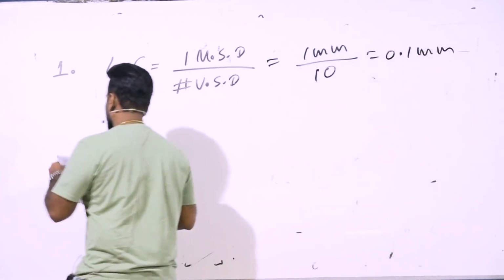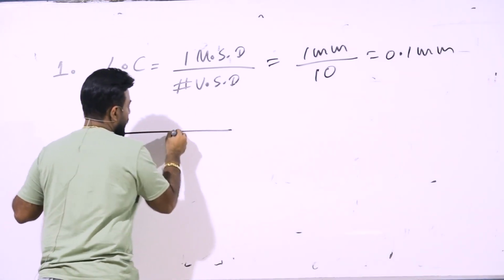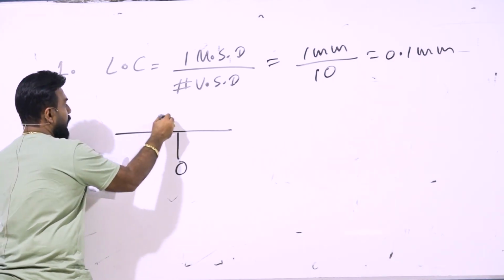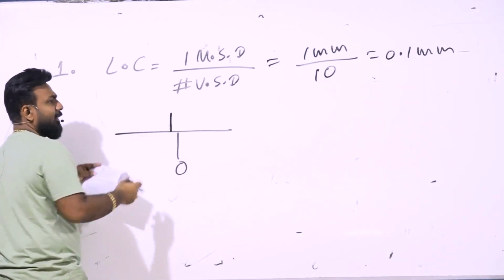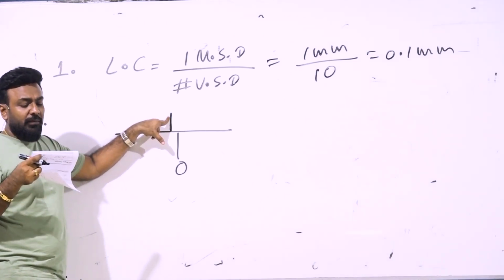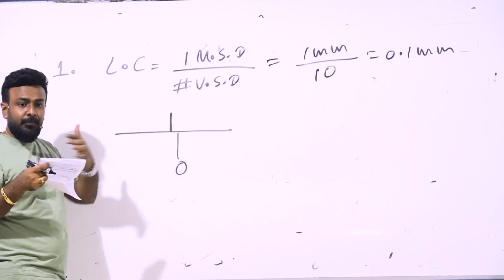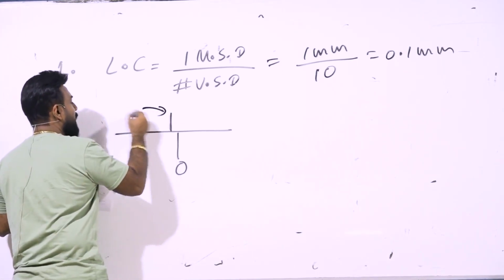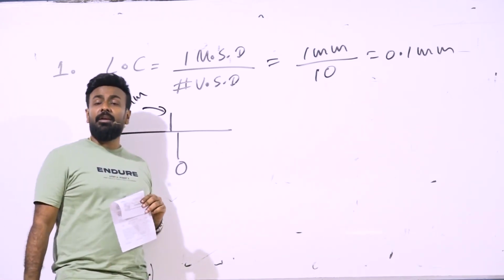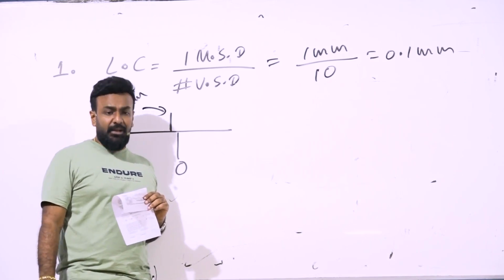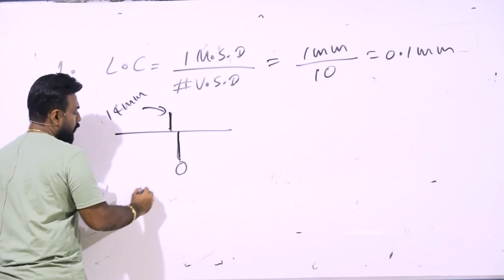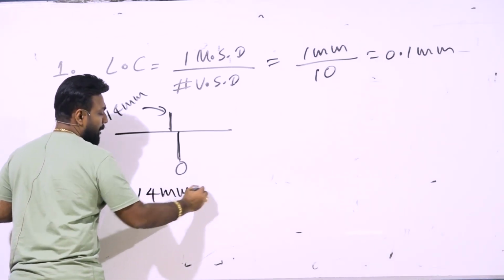Then I need the reading. Here, 0 of the Vernier is here. Just before 0 of the Vernier, what is the main scale division? That seems to be 14, so this is the 14 millimeter mark. Try to take readings in millimeters; later on you can convert them into centimeters. Just before Vernier 0, the reading is 14 millimeter plus.